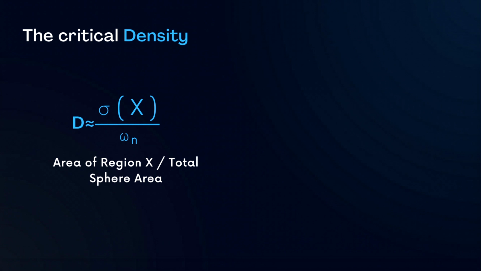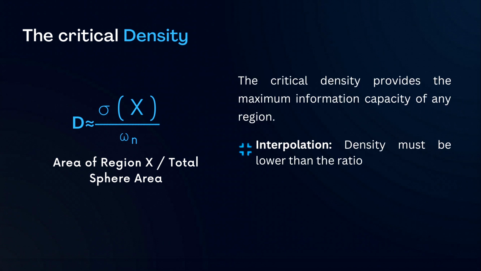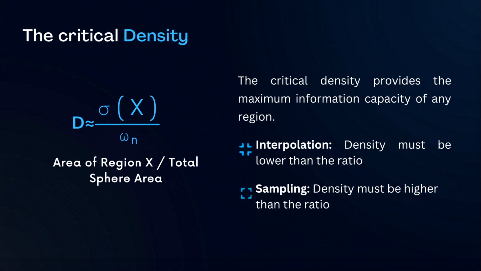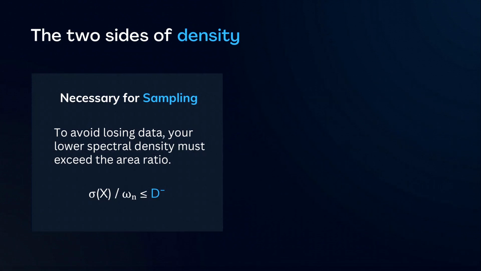Now we define the critical density. The critical density approaches the area of the specific region X divided by the total sphere area. It provides the maximum information capacity of any region. When we are talking about interpolation sets, the density must be lower than this quotient. And when we are talking about sampling, the density must be higher than the same quotient. We have two sides of density.